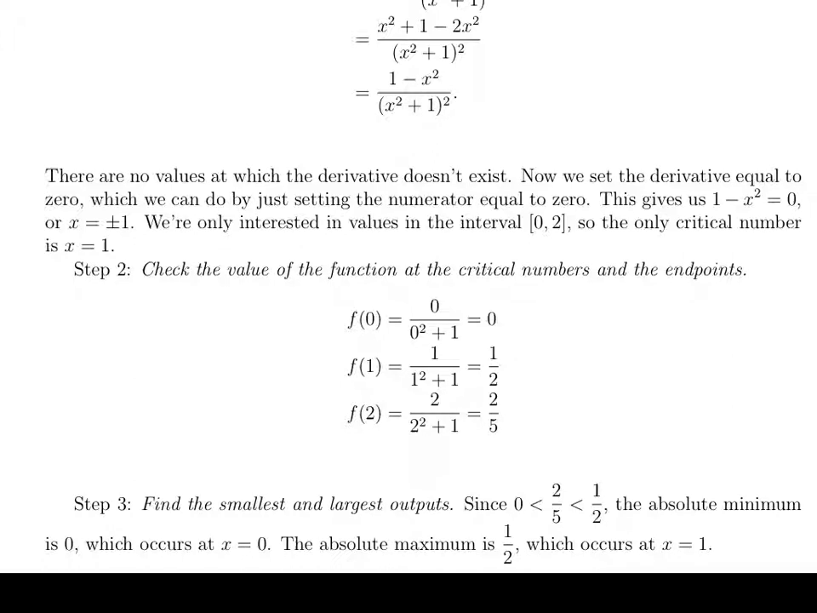All right, so we know then that the absolute minimum is 0. That's our smallest output, and it occurs at 0. And then 1/2 is the absolute maximum, and that occurs at 1. 1/2 is the biggest output that we get, and it occurs when we plug in x equals 1.